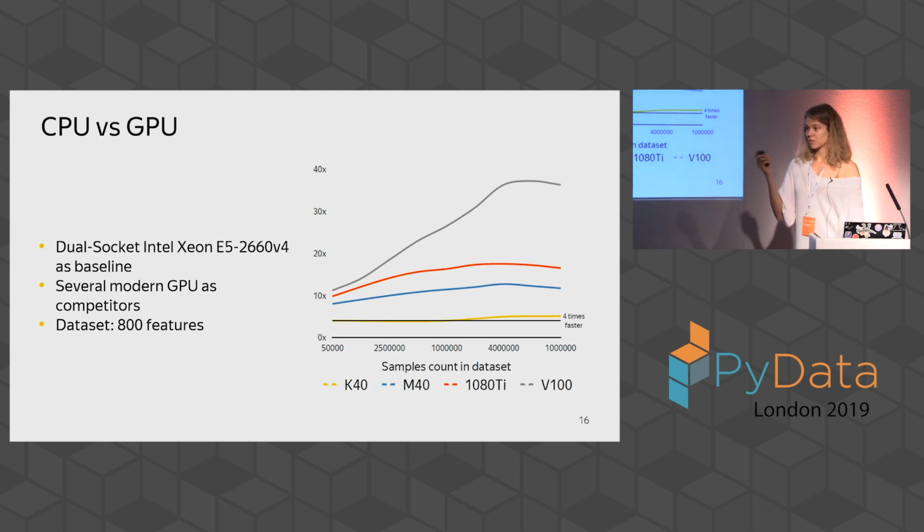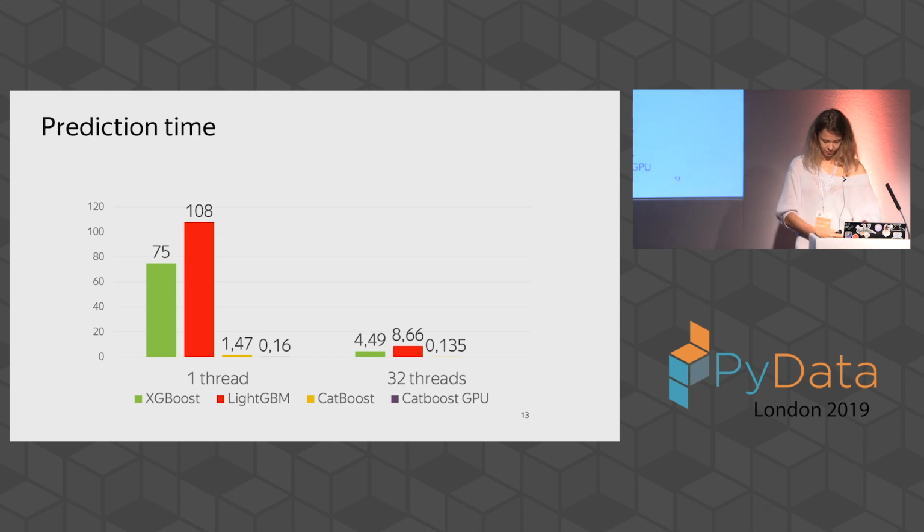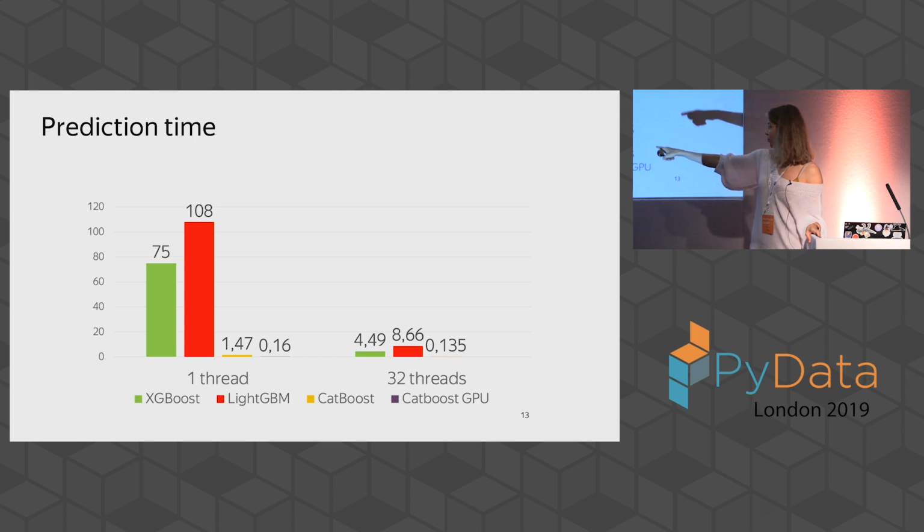OK, that's the CPU versus GPU. I strongly recommend you to try using GPUs for gradient boosting. It will be so much faster. OK, next thing is the prediction time. With prediction time, because we have all these recommendation systems and all these time-critical applications in Yandex, we care about prediction speed. And CatBoost is faster than other libraries 30 to 60 times. And just now we have implemented the GPU applier for our self-driving cars, and it's even faster. So if you care about speed, it's a good choice.